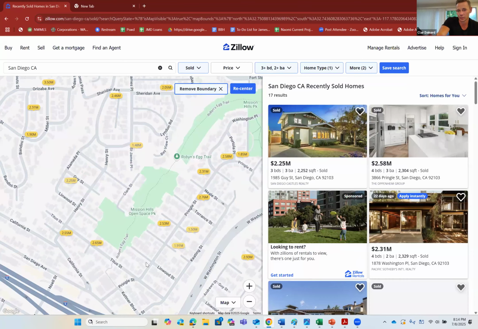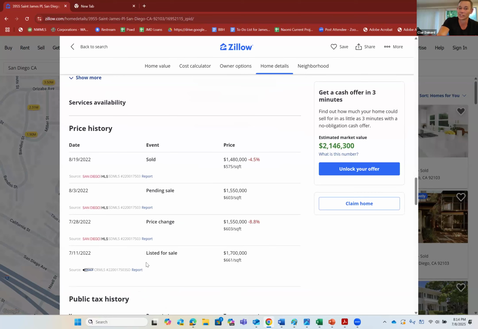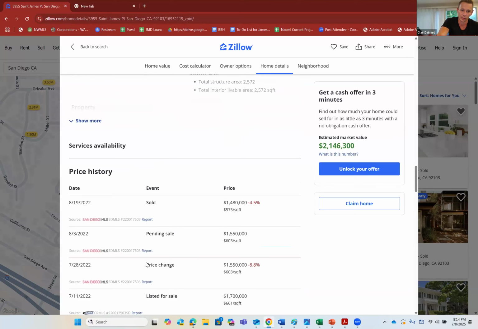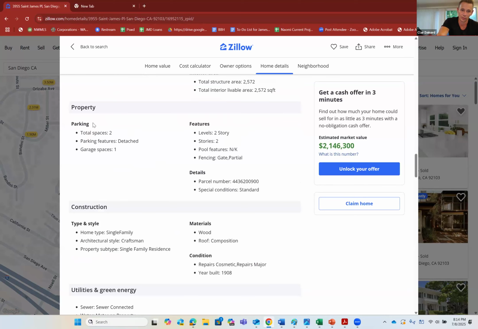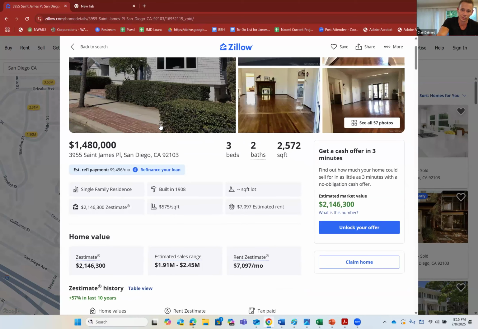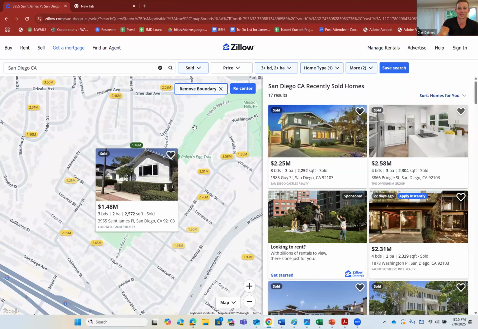And then you got this one. What was that history? So listed for 1.7. It's weird. I think something's off here. Oh, this sold on 822. That's an old sale. We don't want to look at that one.